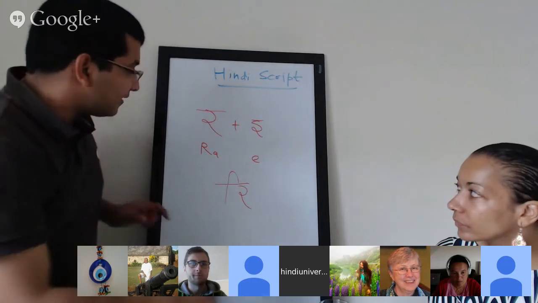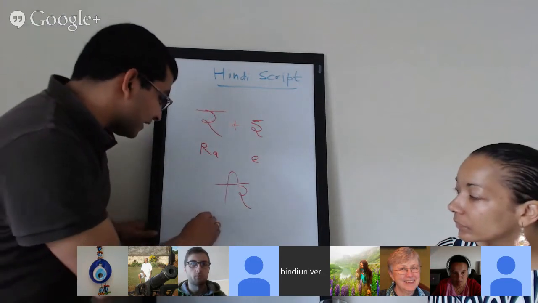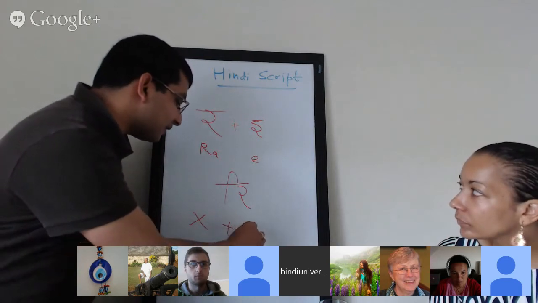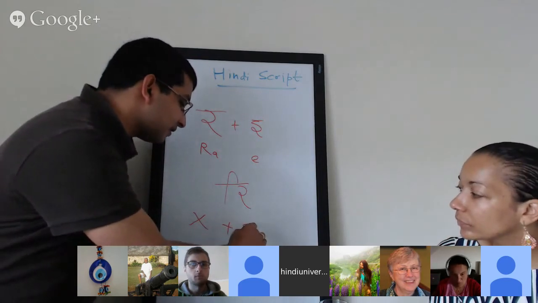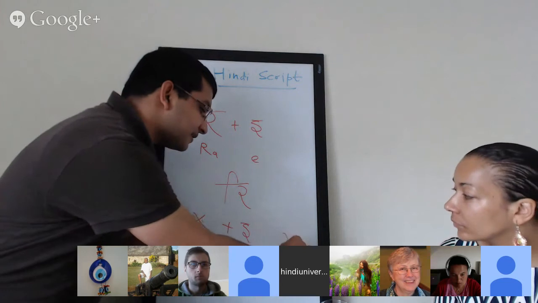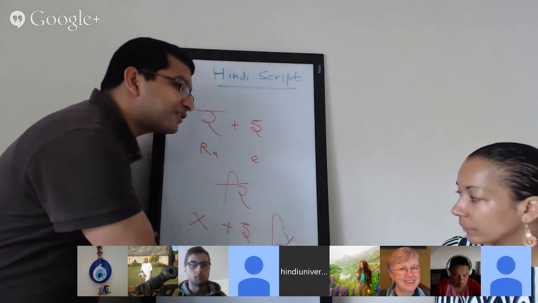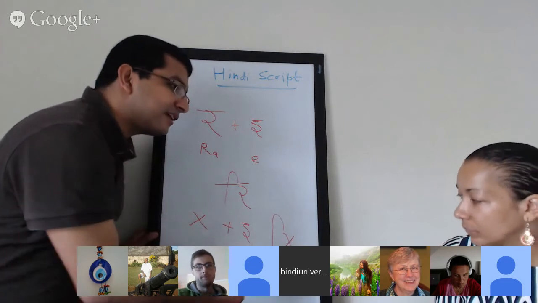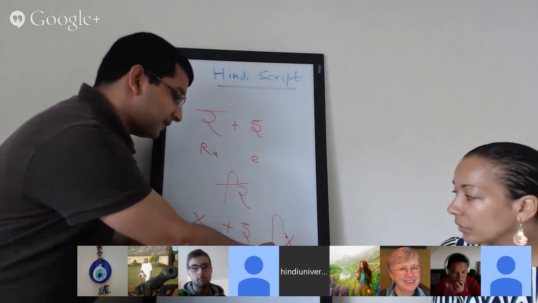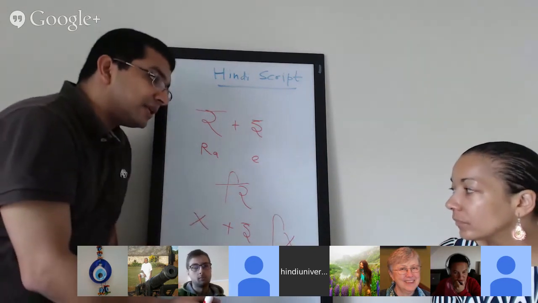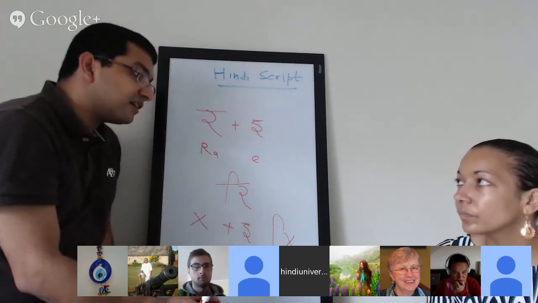So the formula here is, any consonant, let's say X was my consonant, and if I put an E sound in it, the consonant will now be written as X, but it will have a waterfall on the other side. Like a matra on the left hand side. So if it is R, it becomes Ri. If it is M, it becomes Me. If it is S, it becomes Si.